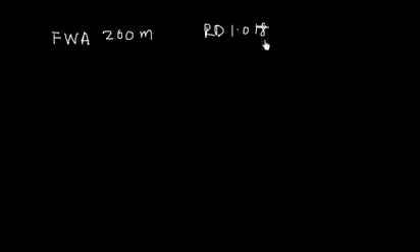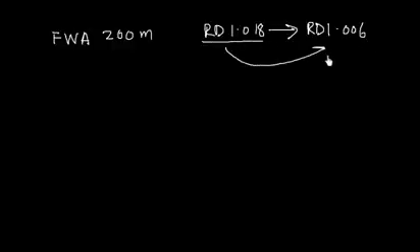So let us understand this problem, that a vessel of freshwater allowance 200 mm goes from water of RD 1.018 to water of RD 1.006. So vessel goes from this water to this water. Find the change in draft. So we need to find the change in draft.